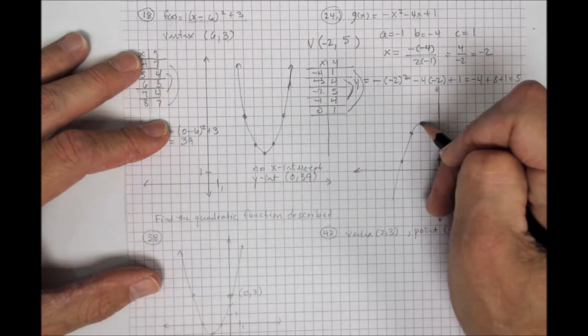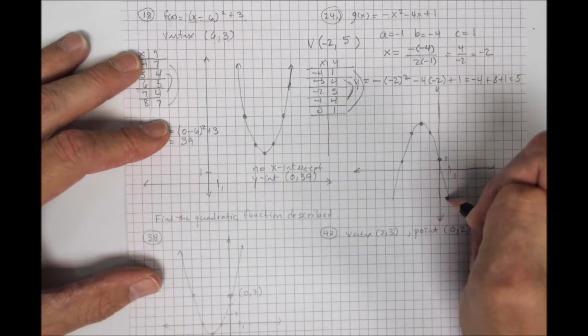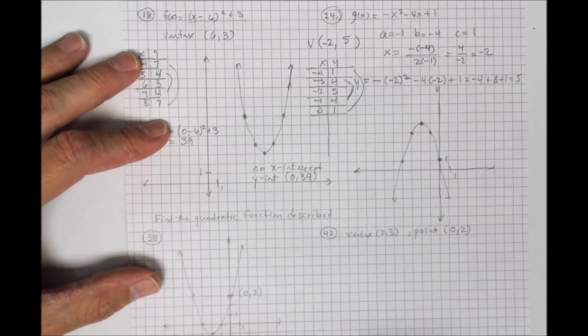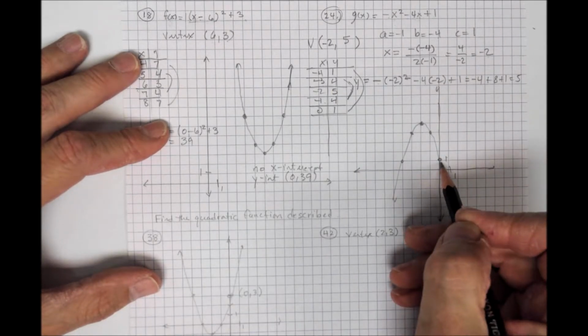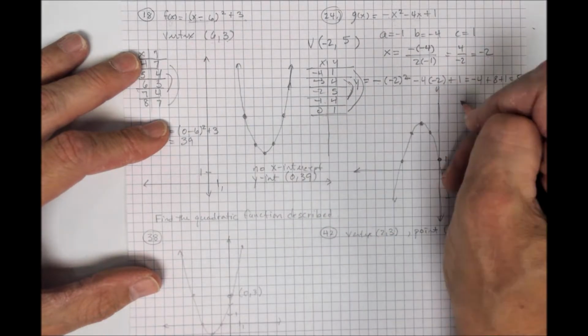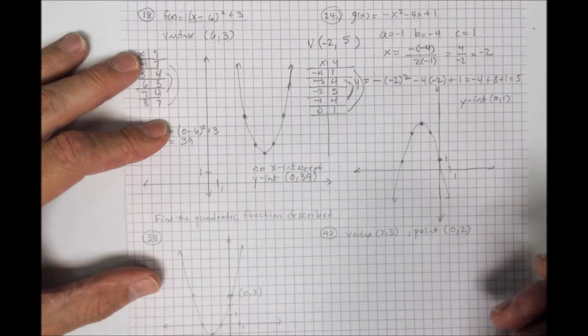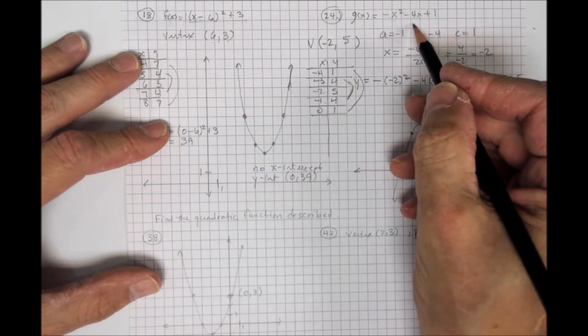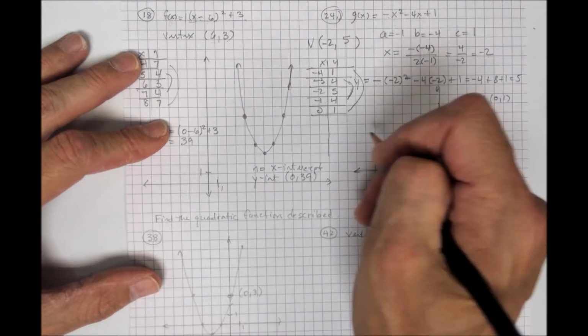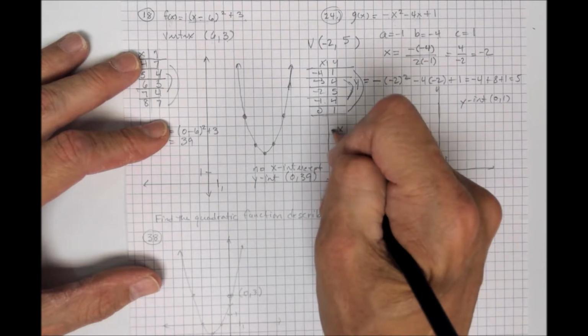Now, the y-intercept's easy because we already have it. We knew it was going to go through 0, 1. But the x-intercepts would be a little tougher. You would have to set this equal to 0. And I didn't give myself hardly any space here.